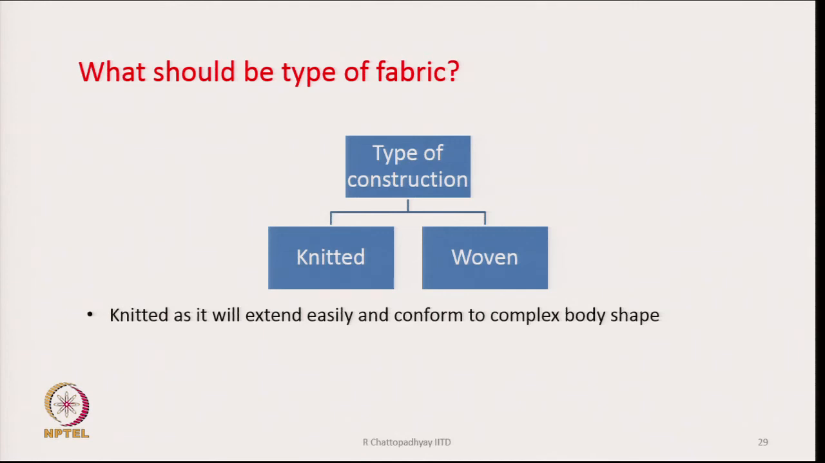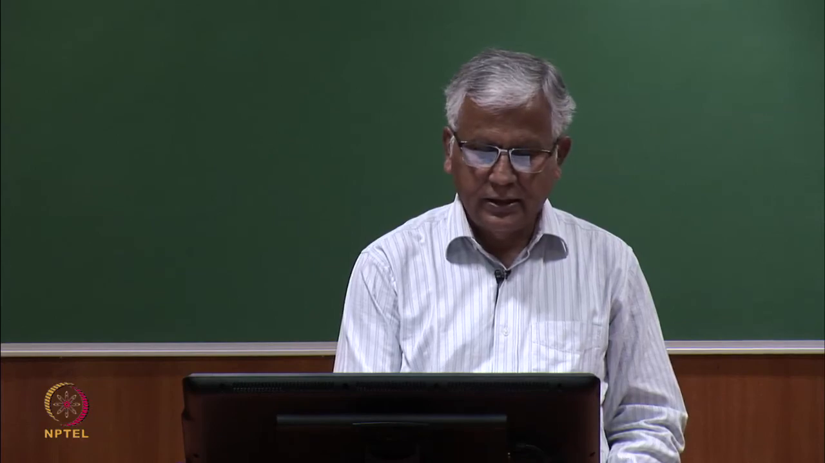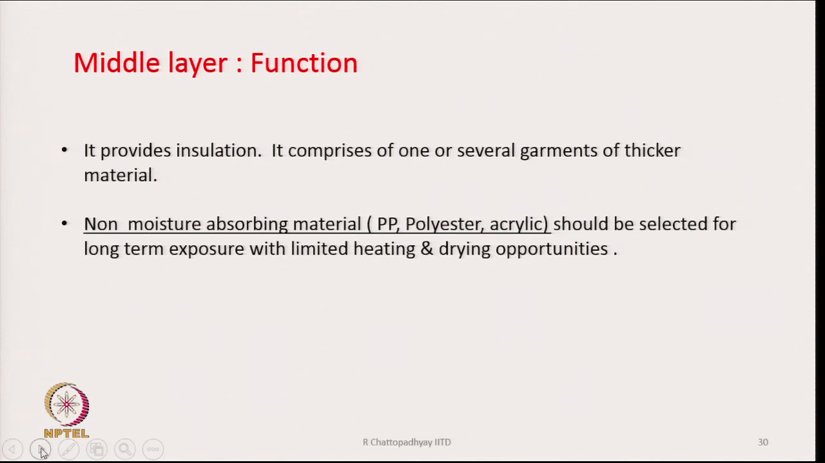So, what should be the type of fabric? The construction could be either knitted or woven. Knitted is better because it will extend easily and conform to the complex body shape. Hence, for the very inner layer next to the skin, knitted construction is better in comparison to woven, because it can extend easily and conform to the shape of the body. This is the advantage. Now, the middle layer we will discuss.